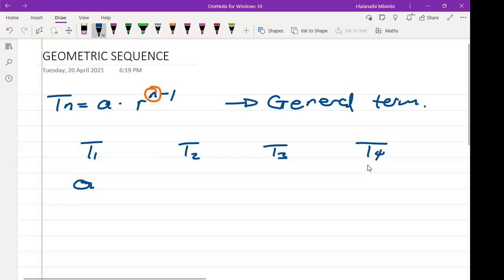Substitute 2, you're going to get r to the power 2 minus 1, which is r to the power 1. So you're going to get ar. If you look closely, you're going to get ar squared and then ar cubed. So this suggests that T1 is equal to a. I will say this again a bit later. But also it suggests that from T1, to get the next term, you just multiply by r. Also, to get T3 from T2, you multiply by r, and things like that.